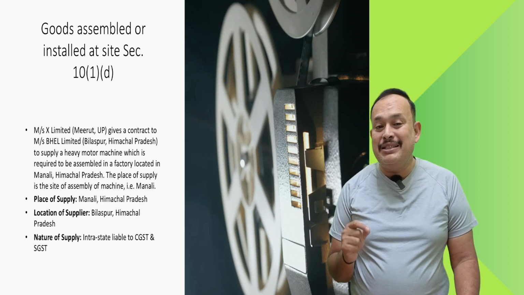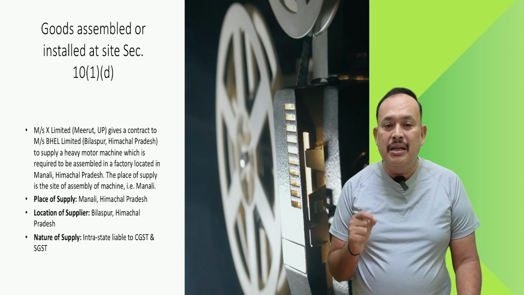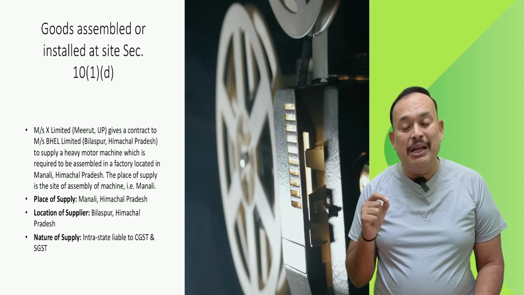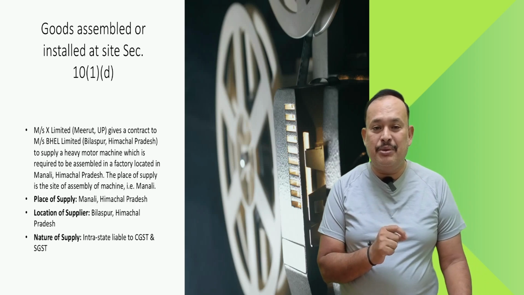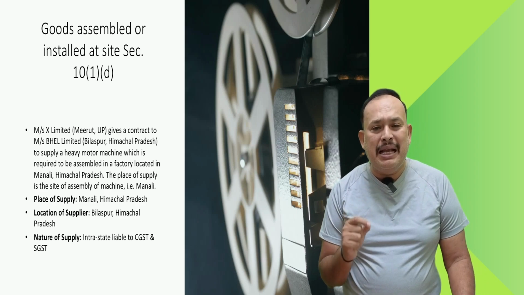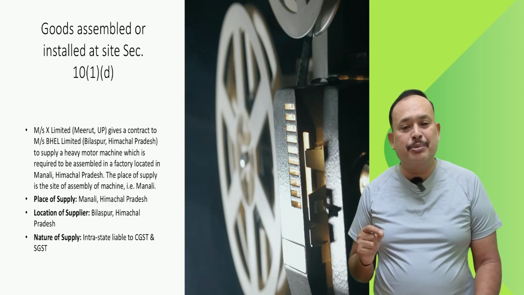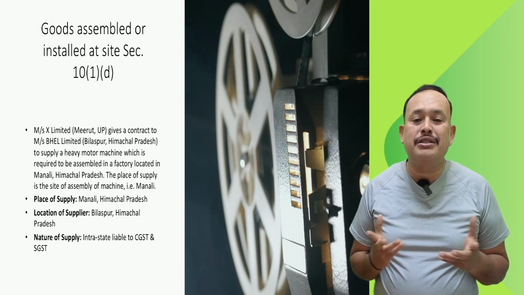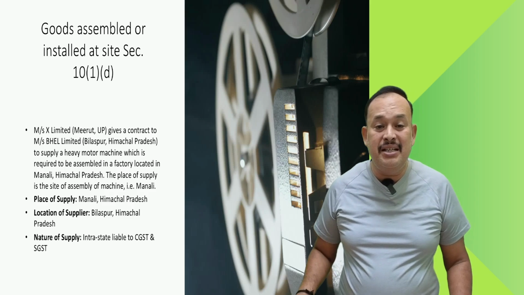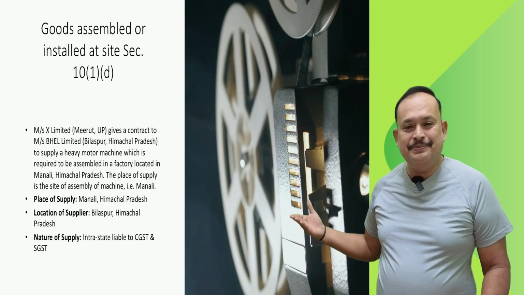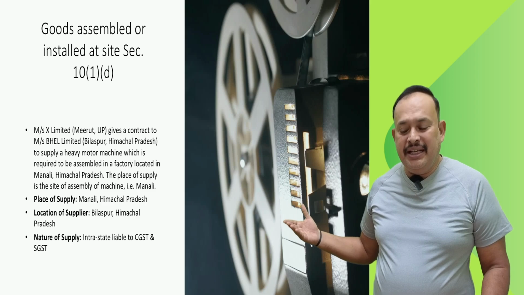Where is the assembling going to be done? Manali, Himachal Pradesh. So, place of supply? Manali, Himachal Pradesh. Supplier? BHEL, Bilaspur, Himachal Pradesh. Therefore, it is intrastate supply, liable to pay CGST and SGST. Got the clarity? Section 10(1)(d) this.